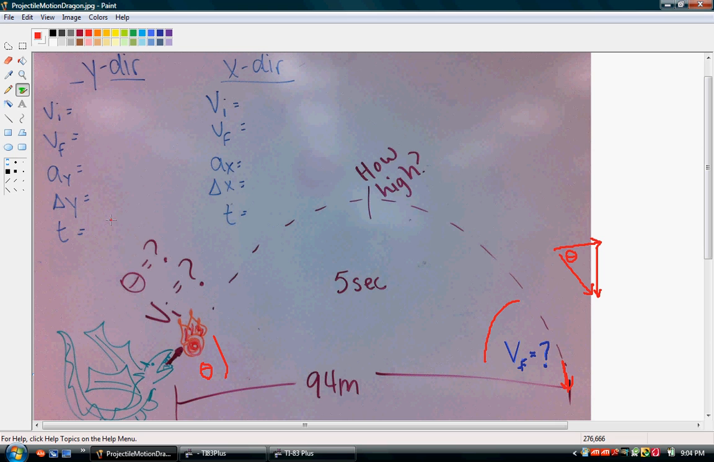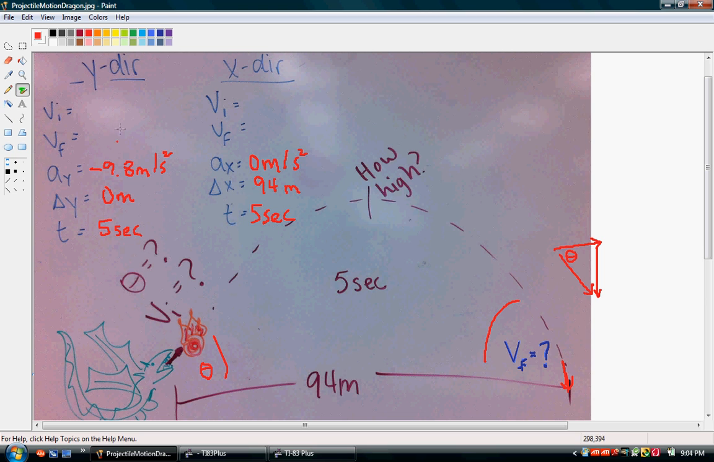We know that the time is 5 seconds. And we know that our displacement in the x direction is 94 meters. We also know what acceleration is because in the x direction our velocity is always constant, which makes our acceleration 0 meters per second squared. And in the y direction, our acceleration on this planet is negative 9.8 meters per second squared. For right now, we know that it's a ground-to-ground situation, so our displacement in the y direction is 0 meters.